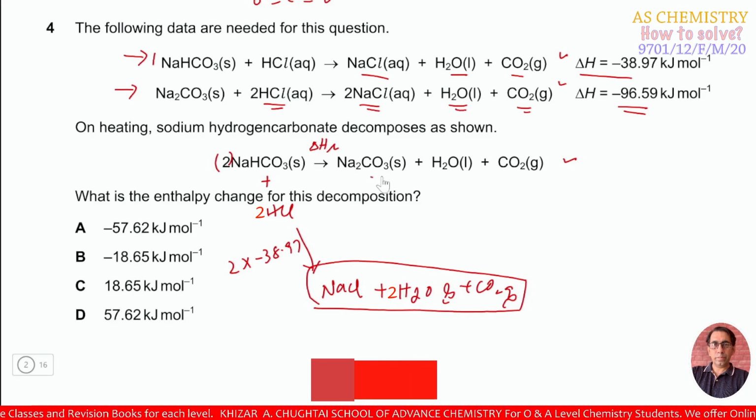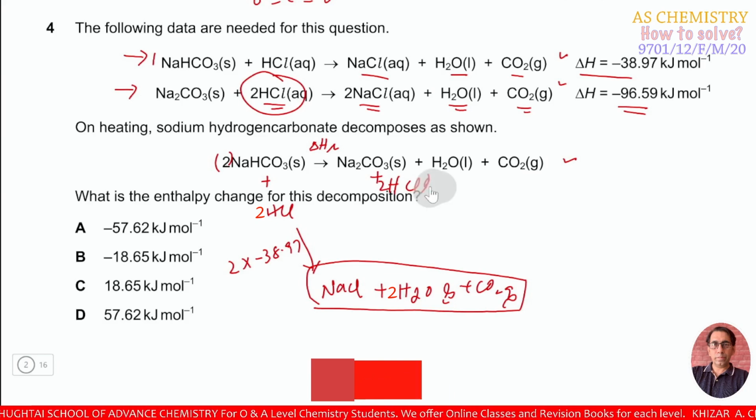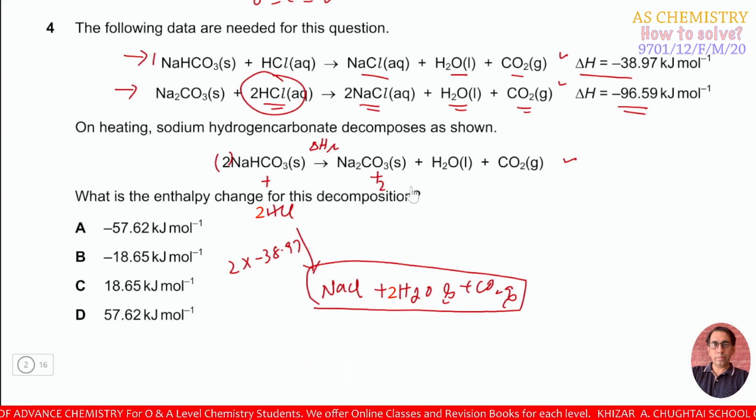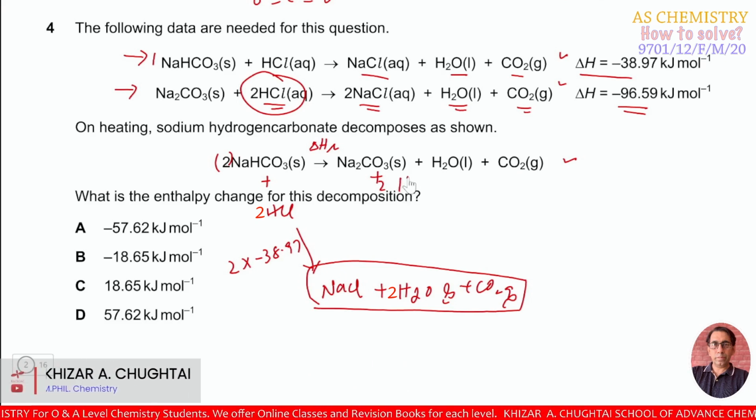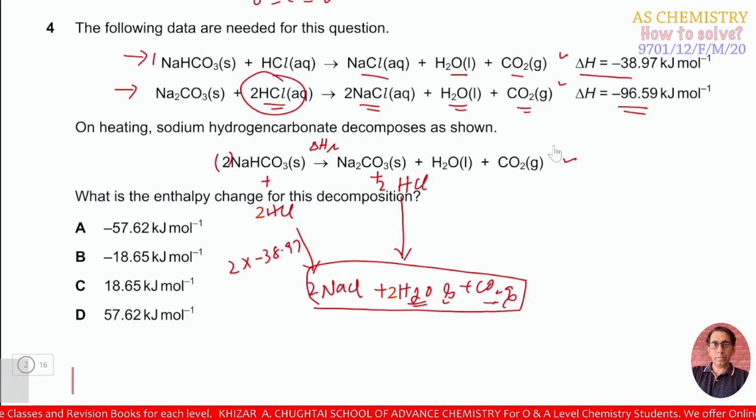Sodium bicarbonate may again react with HCl in the second equation, with 2 mole of HCl, and it may change into 2 mole of NaCl, and H2O once again, and CO2. So I have connected these two equations with the last equation. Now we have completed a cycle, and the answer of this equation, starting from 1 mole of sodium carbonate, is equal to minus 96.59, and we are supposed to find the answer of the first one.